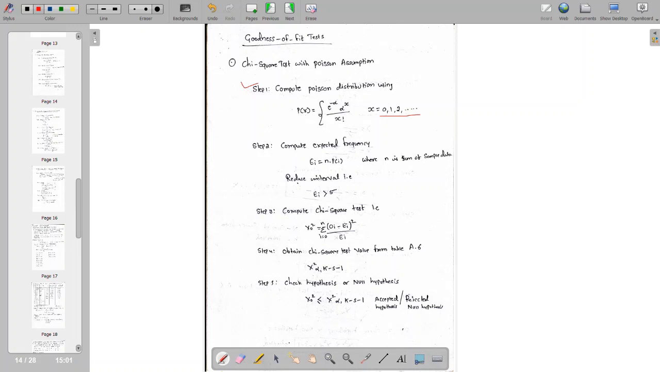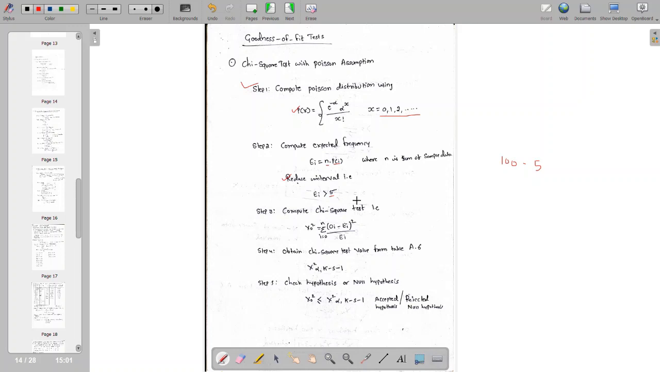Once we calculate the Poisson assumption, the next step is to compute the expected frequency. Expected frequency is equal to the total number of sample data into Poisson distribution. Then once we find the expected frequency, we need to reduce the interval. To reduce the interval, if you are working with sample data of 100 or more, then your reduced interval value will be 5.